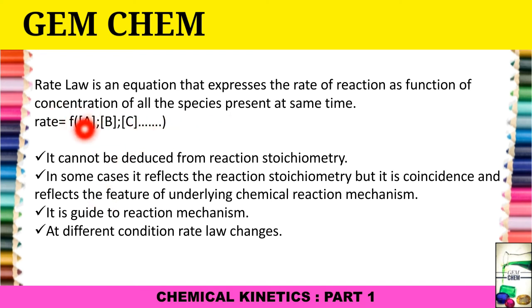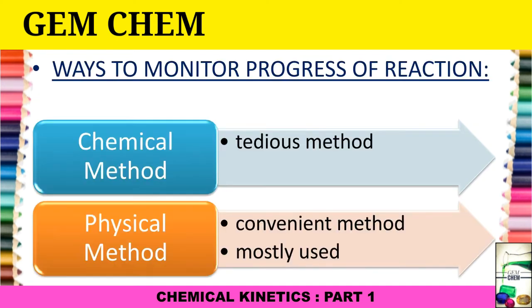So this is actually a function of concentrations. Now, it cannot be deduced from reaction stoichiometry. As I have told you, in some cases it reflects the reaction stoichiometry, but that is actually a coincidence and reflects the feature of the underlying chemical reaction mechanism. It is a guide to reaction mechanism, and at different conditions the rate law changes, and this is a part of chemical kinetics. Now, how can we know or monitor the progress of a reaction?